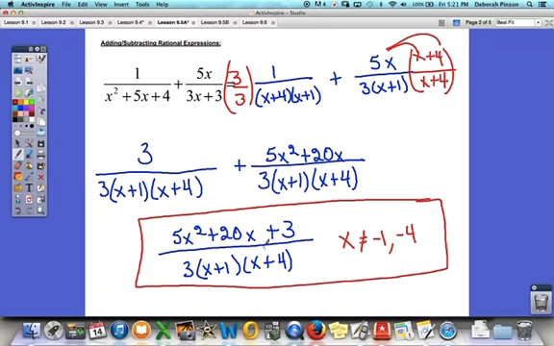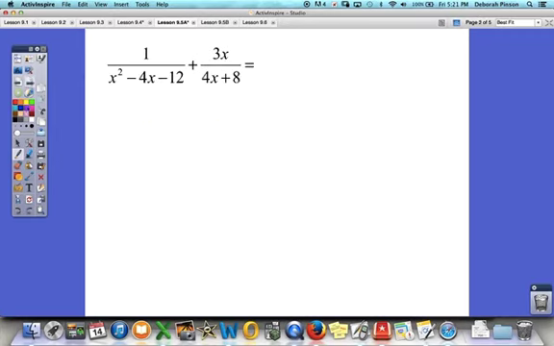Okay, so let's look at one more before we get a little bit bigger, and I want to make sure we look at a subtraction one. So I'm going to start out the same way. I'm going to factor my denominators so that I can decide on a common denominator. So I have x minus 6 and x plus 2. Yeah, that works. And on the bottom, I can pull out a 4.